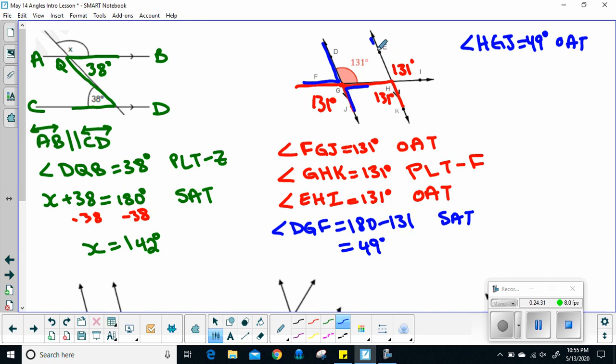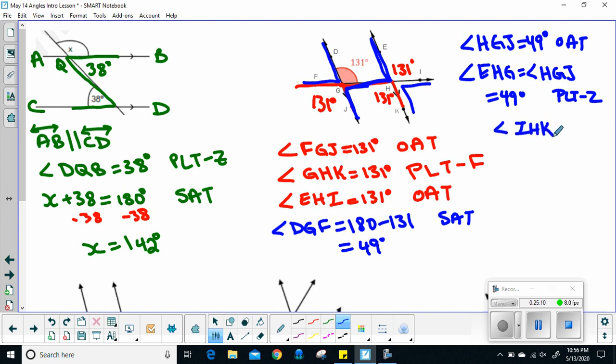And then I can use the same kind of arguments for over here. I could do a supplementary angle. I could do an F pattern. I could do a Z pattern. Sure. Angle, let's do Z pattern because that one's fun. Angle EHG equals angle, what was that? HGJ? HGJ, because of the parallel line theorem Z pattern. So that means it's also equal to 49 degrees. And who's left? Angle over here. So that leaves me with angle IHK is 49 degrees because it's in opposite angles. So much fun. So you really only have two angles in this combination.